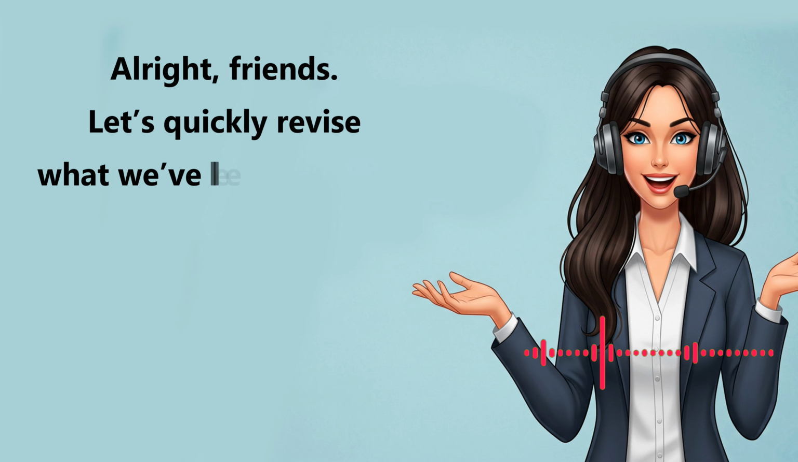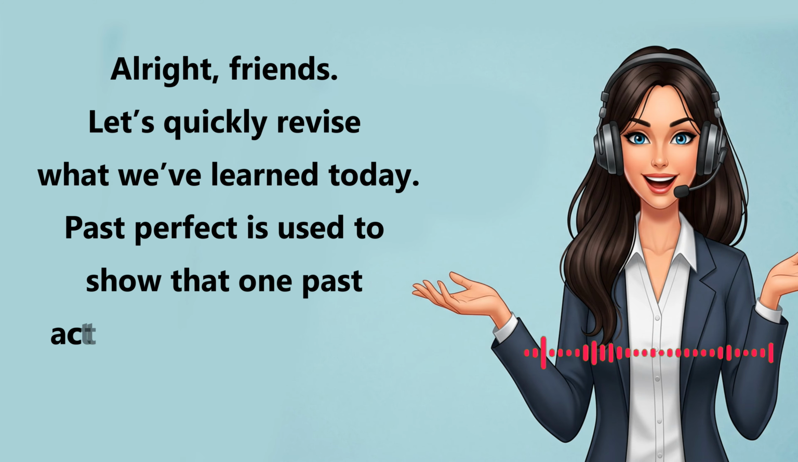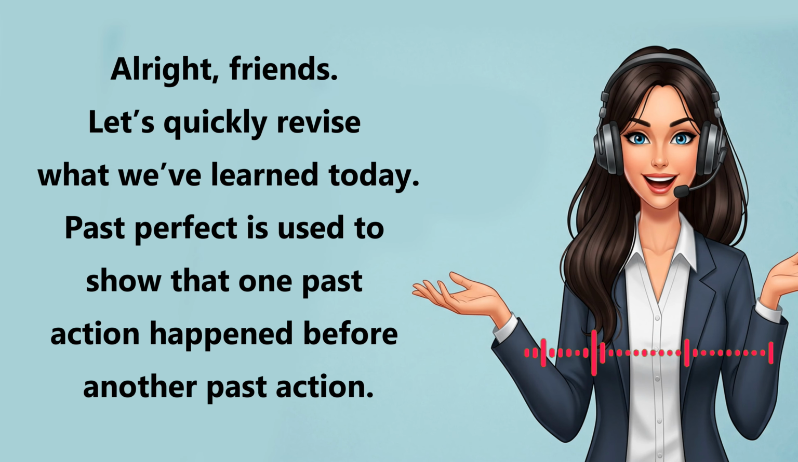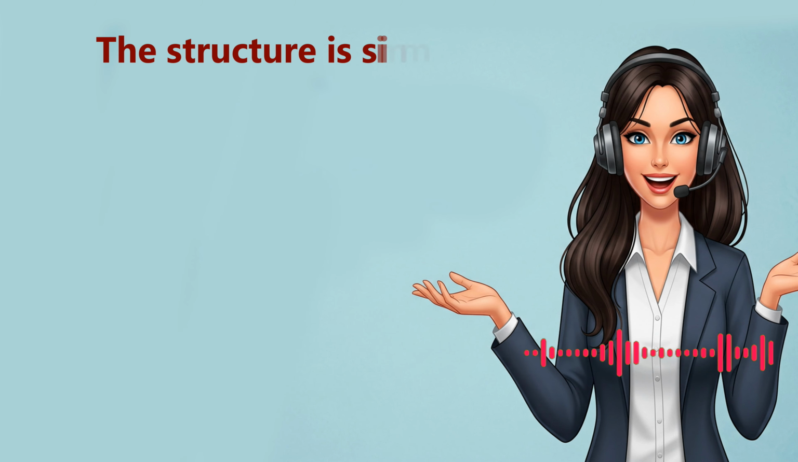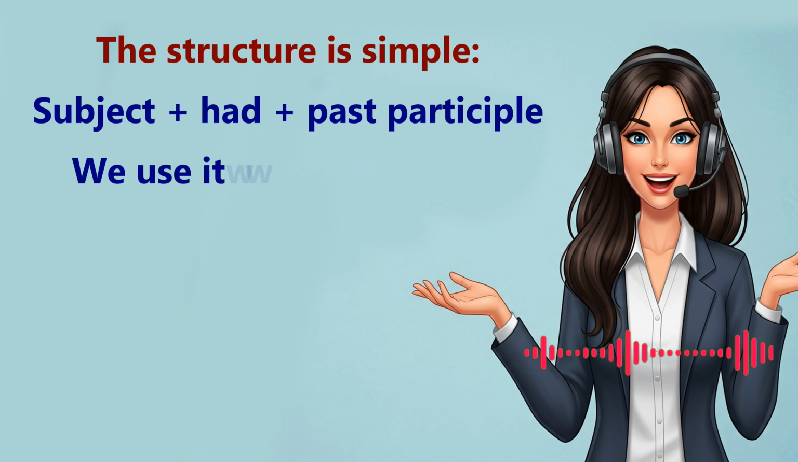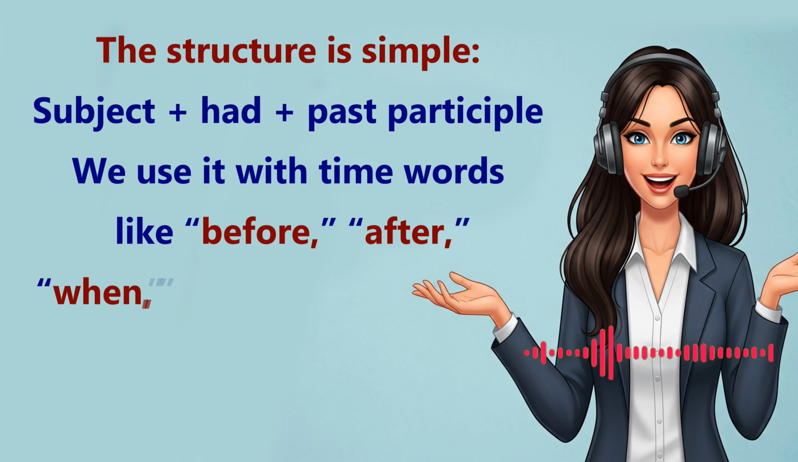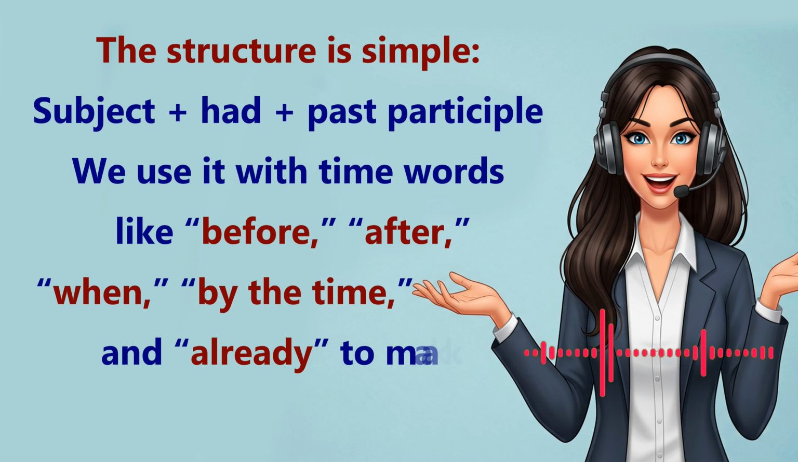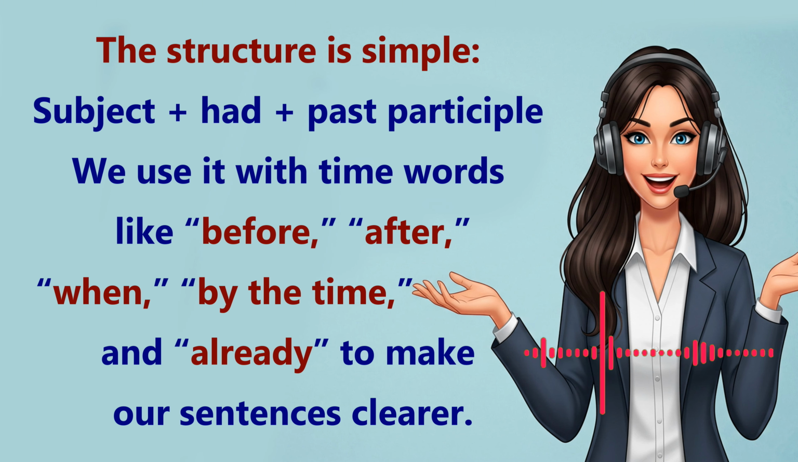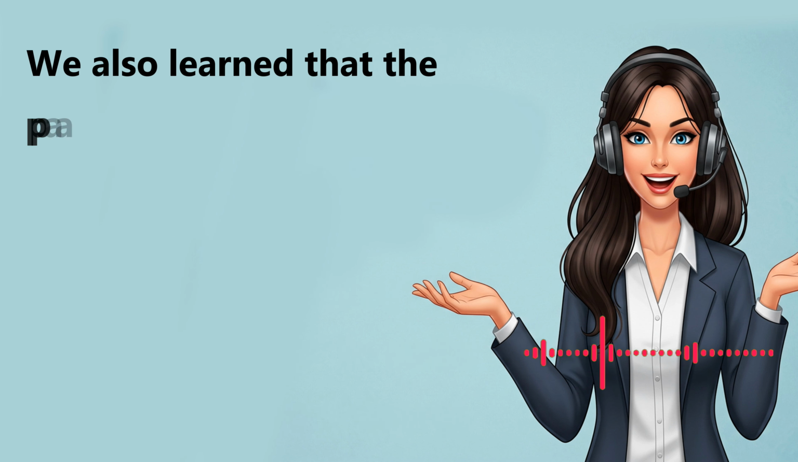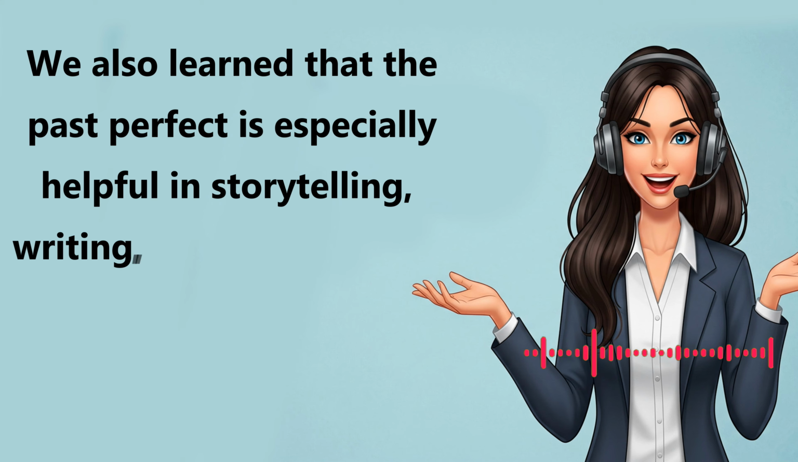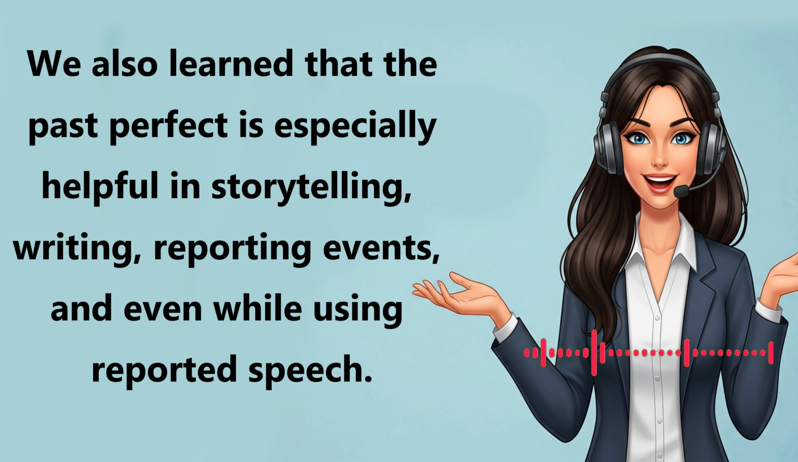All right, friends, let's quickly revise what we've learned today. Past perfect is used to show that one past action happened before another past action. The structure is simple. Subject plus had plus past participle. We use it with time words like before, after, when, by the time, and already to make our sentences clearer. We also learned that the past perfect is especially helpful in storytelling, writing, reporting events, and even while using reported speech.